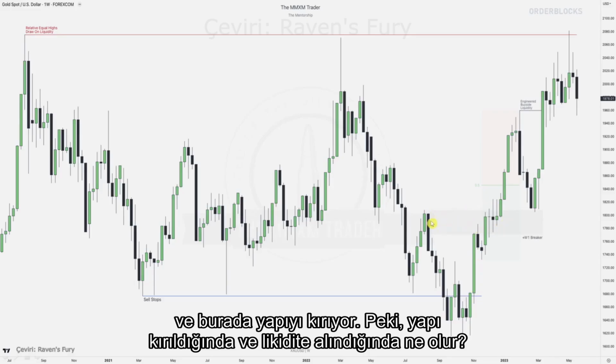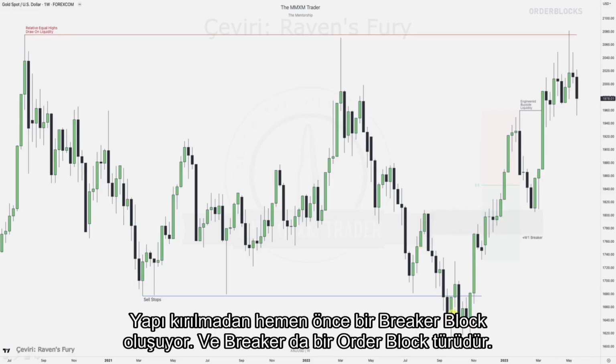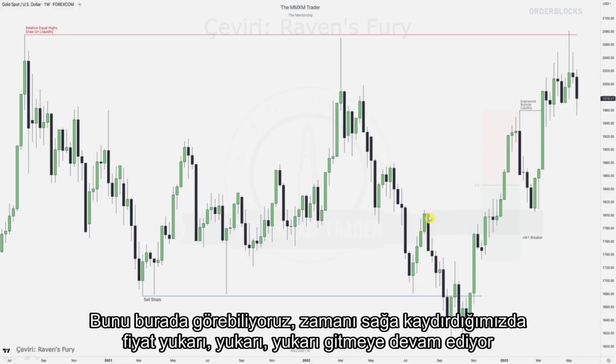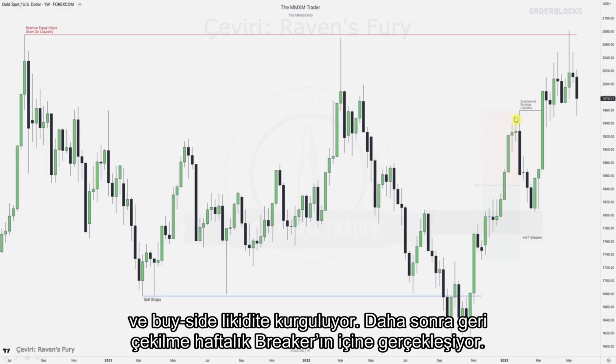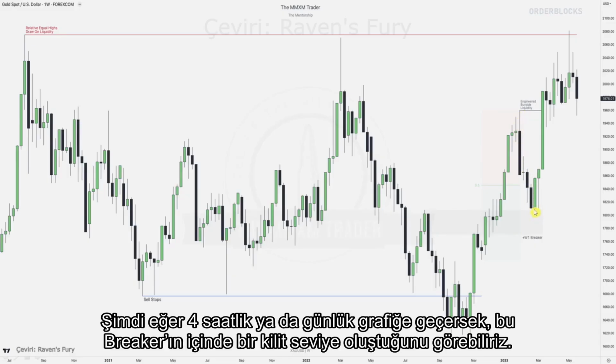And what happens when you break up structure and you take liquidity before it breaks up structure? You form a breaker block, right? And breaker is also a form of an order block. So we can see that over here, moving it out to the right in time, right? Price keeps pushing up and up and up, engineering some buy side liquidity. The retracement happening back into that weekly breaker. Now, if we go to a 4 hour or a daily chart, we can see a key level form inside this breaker.